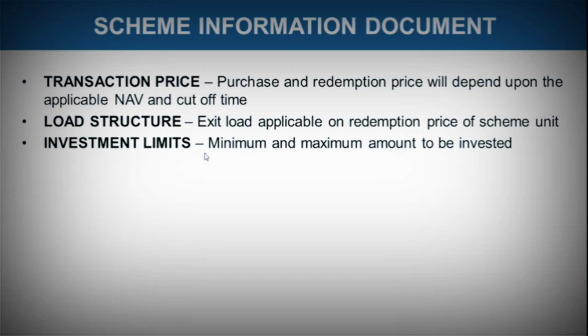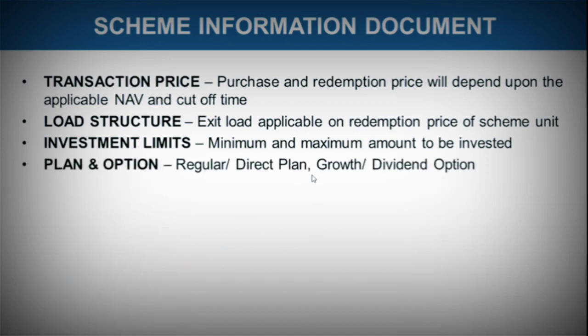It will present you investment limits: what the minimum SIP amount is which you can invest, what the minimum lump sum amount is, and what the maximum amount to be invested could be. Plan and option is also very necessary, and I generally advise all investors that you should go for the direct plan, and you should choose the growth option for maximum return on your mutual fund, because with a regular plan and dividend option, you are missing out on the expenses which are making your profits low. So plan and option need to be mentioned in the scheme information document.